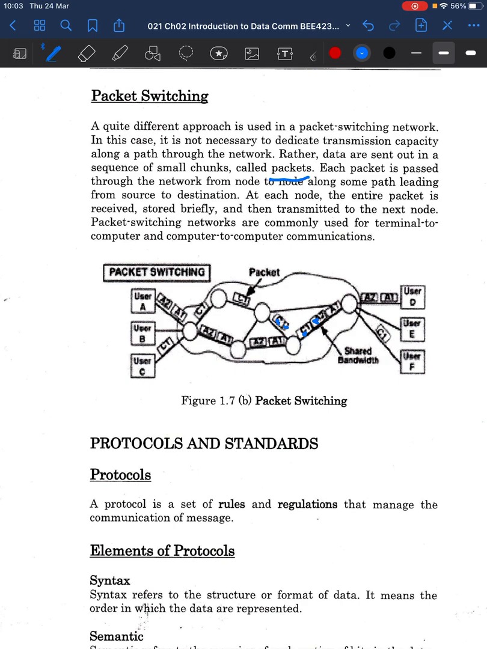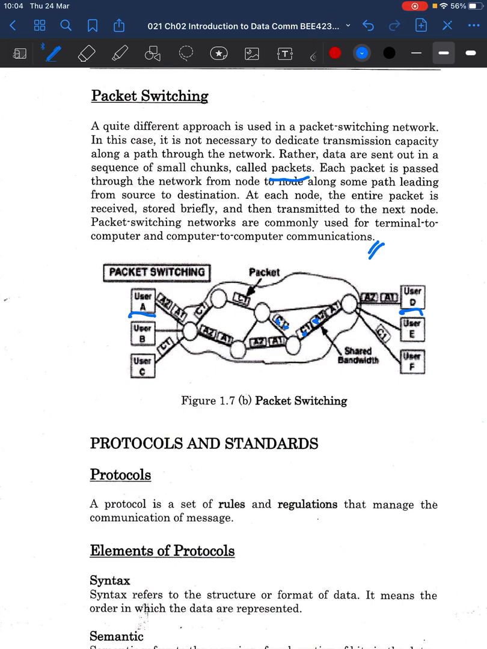So here we have a source from user A to user D. Each packet is passed through the network from node to node along some path leading from source to destination. At each node, the entire packet is received, stored briefly, and then transmitted to the next node. Packet switching networks are commonly used for terminal to computer or computer to computer communication. So this is for computer communication.